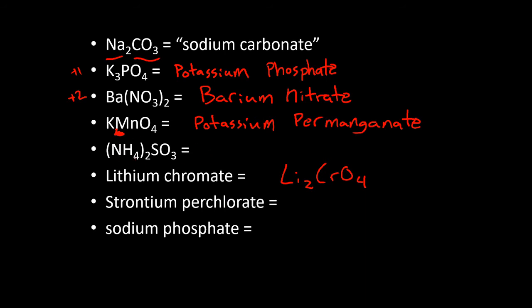So then for this next one here, we have our one and only cation. That is a polyatomic ion. So this is ammonium, and this is sulfite. SO3 2- is sulfite.